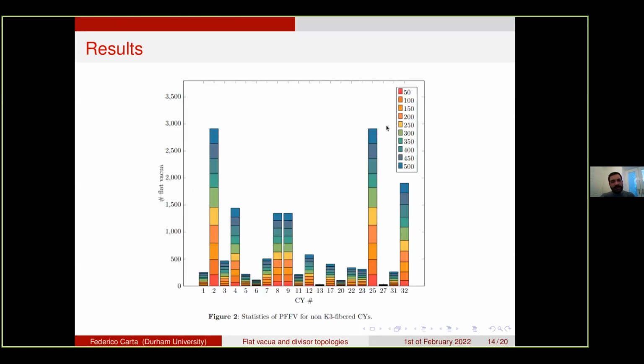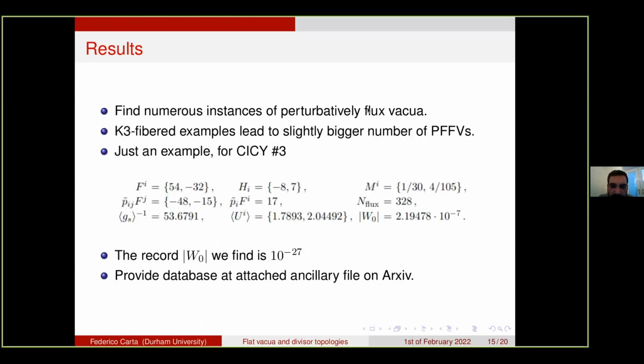For each one of these cases, we actually do the stabilization explicitly. So just as an example, we find the vacuum and we are explicit on what the fluxes are that we choose, what the vector M is that does the work. We check that it is still weak coupling and that we are still in a sufficiently large complex structure. And we find a W naught for this particular case that is 10 to the minus 7. Just to say, the record W naught that we find in this class is something like 10 to the minus 27.